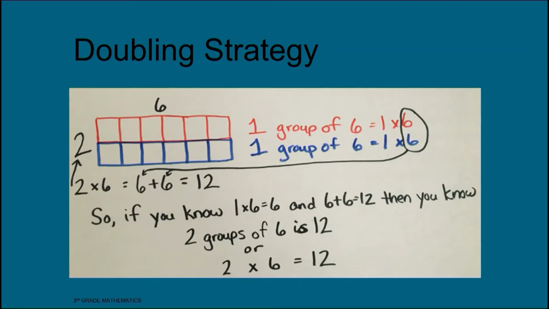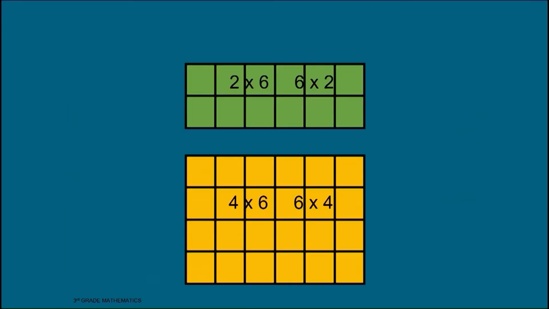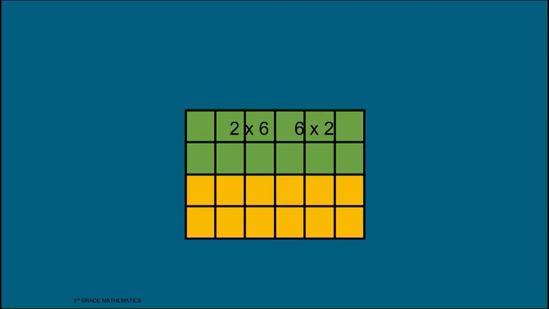Let's see how we might use 2 times 6 to help us solve another multiplication fact. So now take out your 2 by 6 array, and I want you to lay that 2 by 6 array on top of your 4 by 6 array, like this. How are these 2 related to each other?